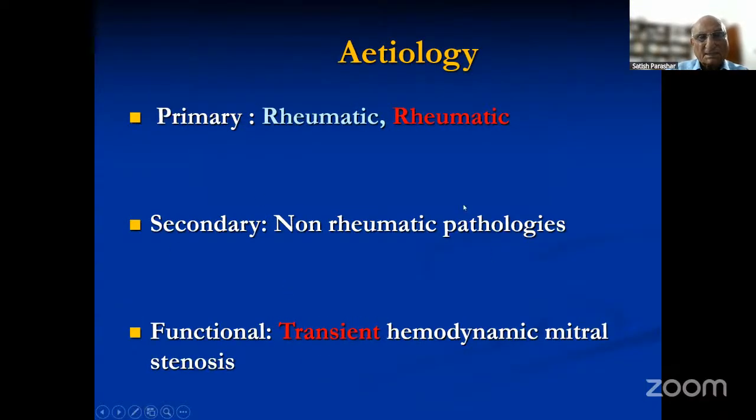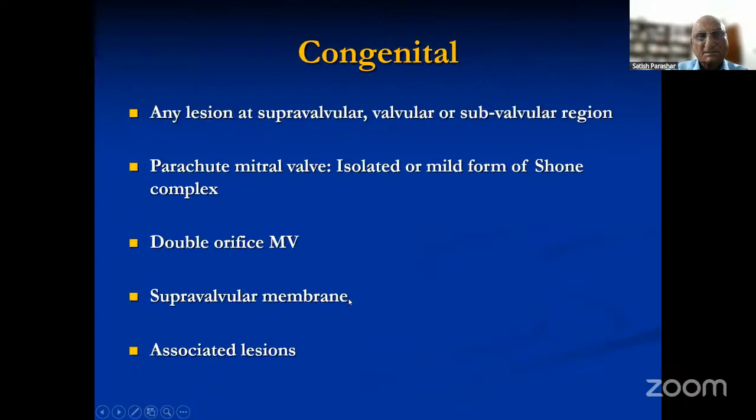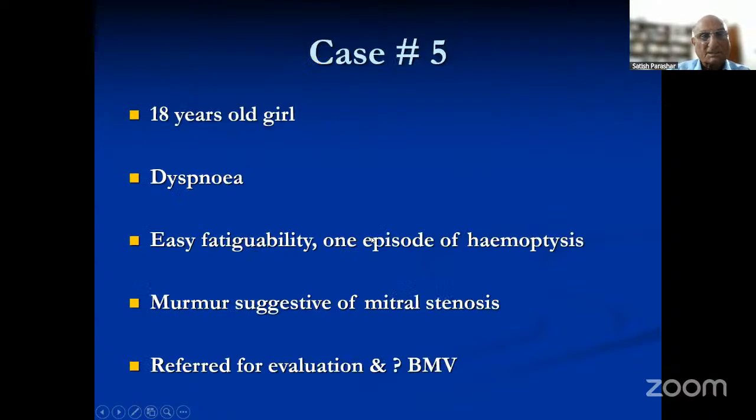Now, then there are other non-rheumatic pathologies. The congenital play a very important role. They can be at a supravalvular, valvular, or subvalvular region. They can be parachute mitral valve, Shone complex, double orifice mitral valve, and many other associated lesions are known to produce it. So they should be looked after.